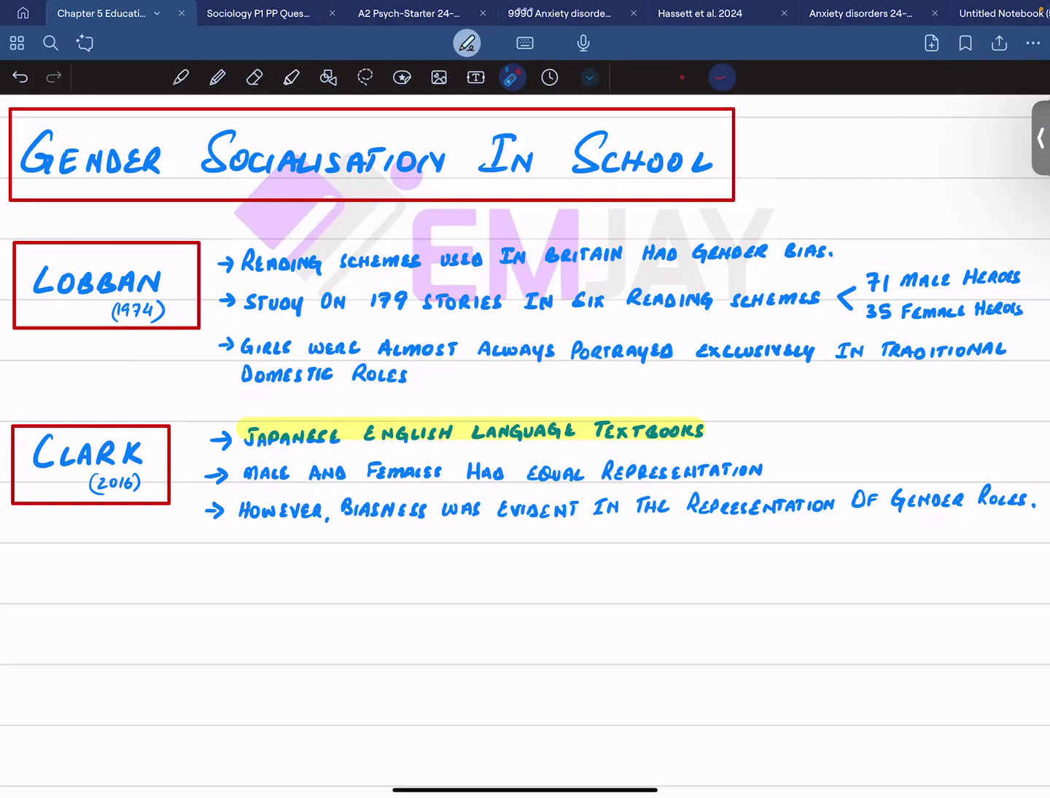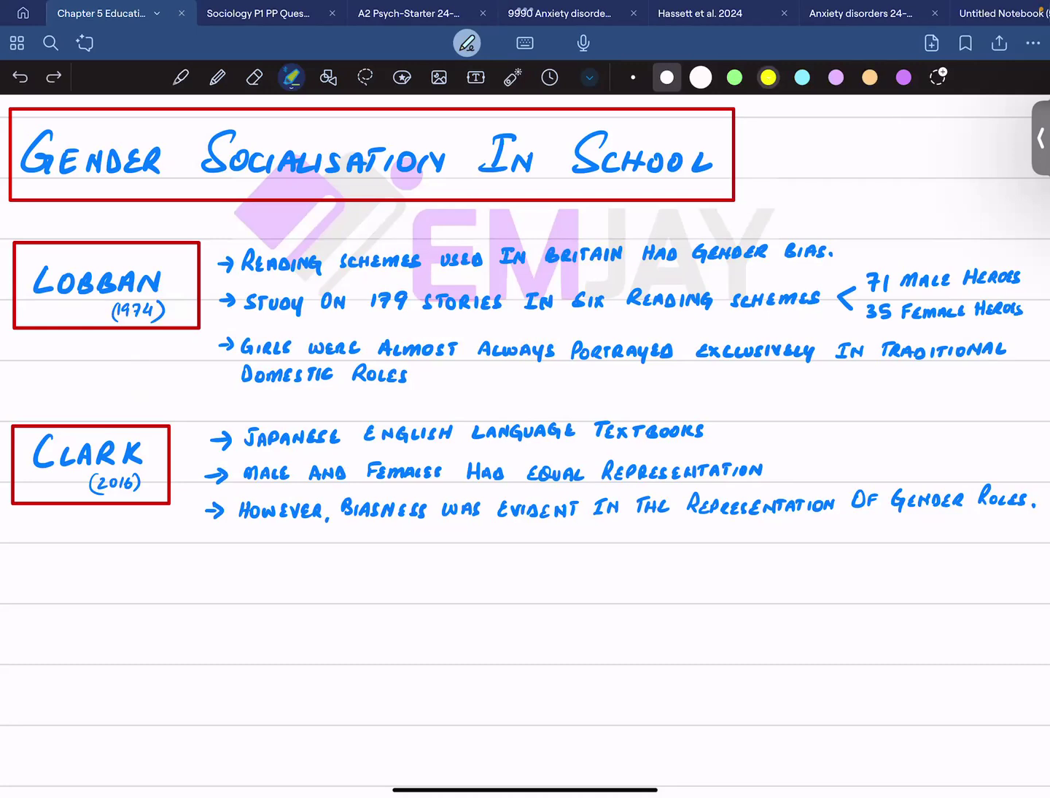What Clark found out was that males and females had equal representation. Oh, that's a good thing. Having equal representation, like I said earlier, is one thing: representing, overrepresenting and underrepresenting a particular gender is one domain. But another domain that we also need to tap into is the way they're represented. Now, according to Clark, in the research conducted in 2016 based on data from Japanese English language textbooks, males and females had equal representation.